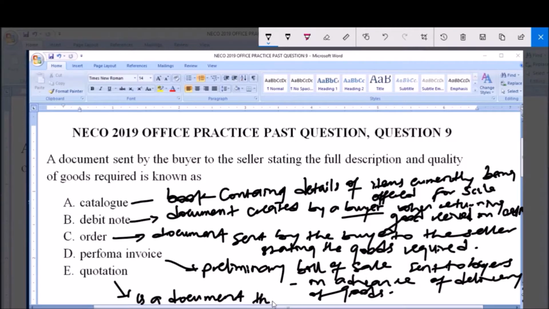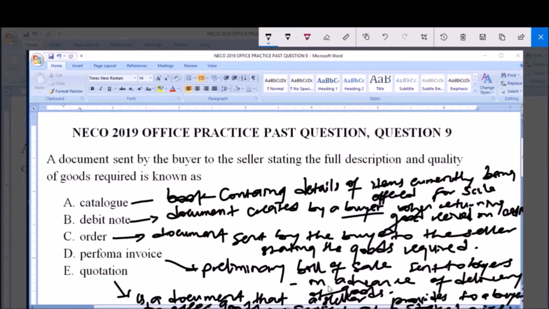That a seller provides to a buyer to offer goods or services at a staked price.